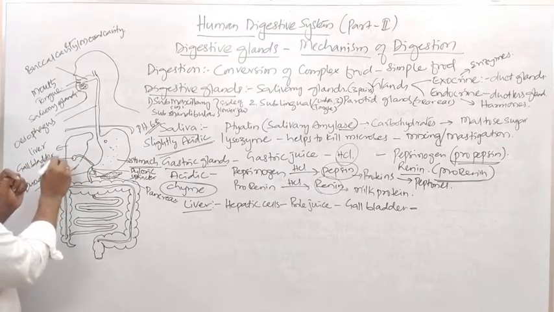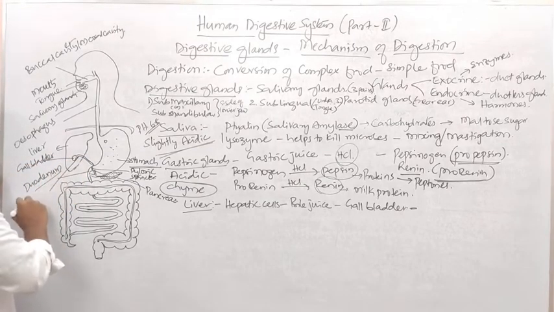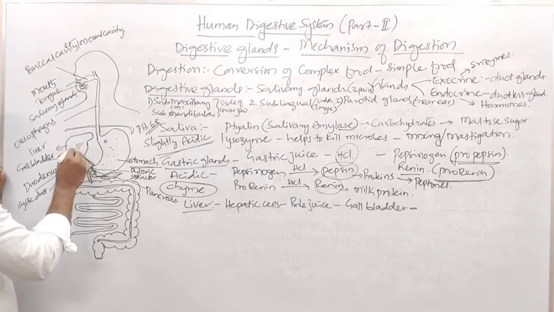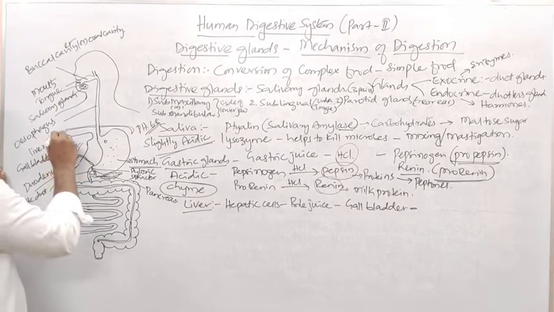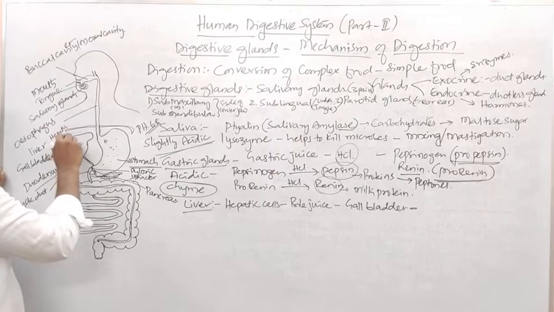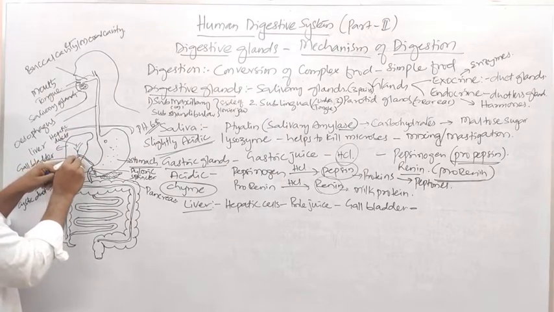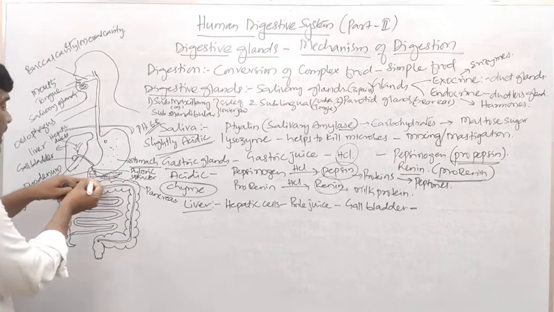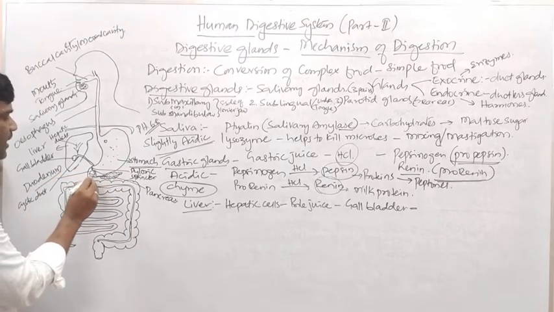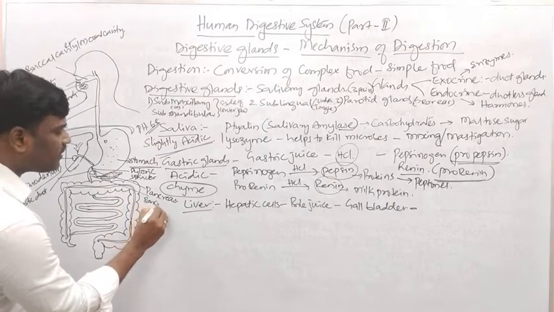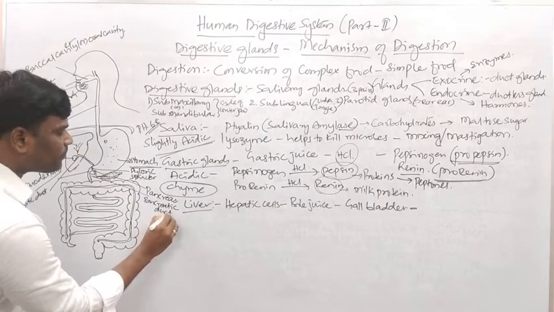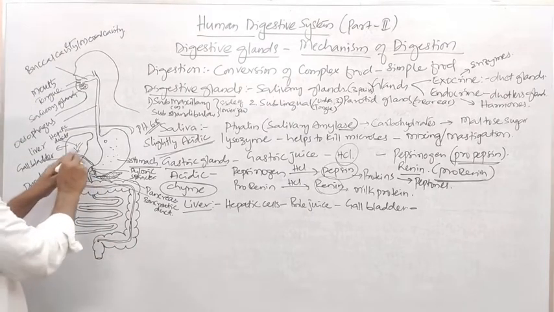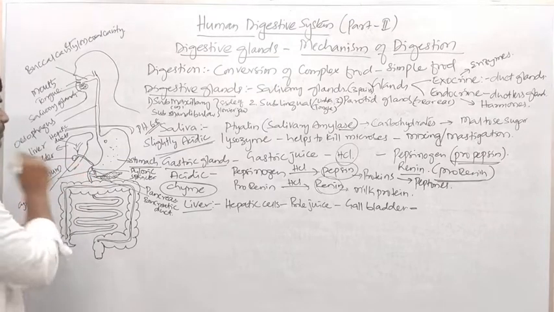A duct which arises from this one, children, we call the cystic duct. There are several ducts, children, called the hepatic ducts. These ducts open into this cystic duct, and collectively we commonly call it a bile duct. And even the pancreatic duct, this is the pancreas and this one is the pancreatic duct. Got it? So this pancreatic duct as well as the bile duct open into the duodenum, isn't it?